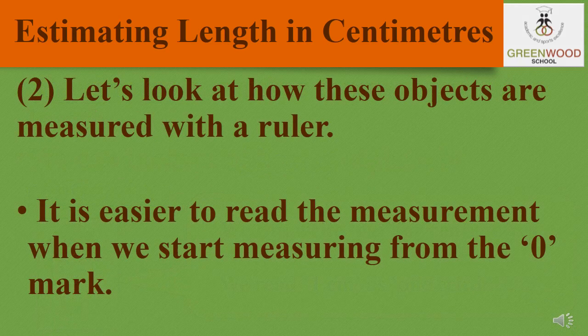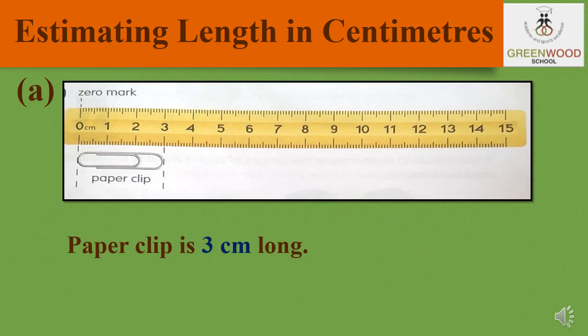Let's look at how these objects are measured with a ruler. It is easier to read the measurement when we start measuring from the 0 mark. It will be clear with an example. Let's see one by one. First we will measure a paper clip. As you can see in the picture, the paper clip is placed near the 0 marking. So always we have to start the measuring from the 0 marking, and the paper clip ends at the number 3. So I can say that this paper clip is 3 centimeter long.